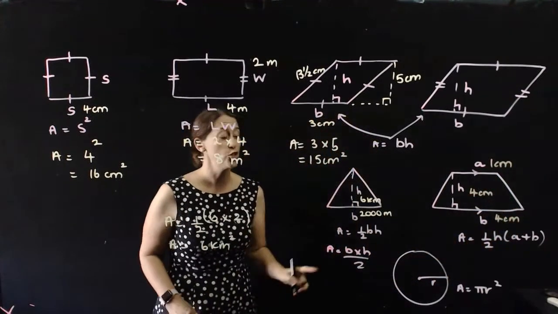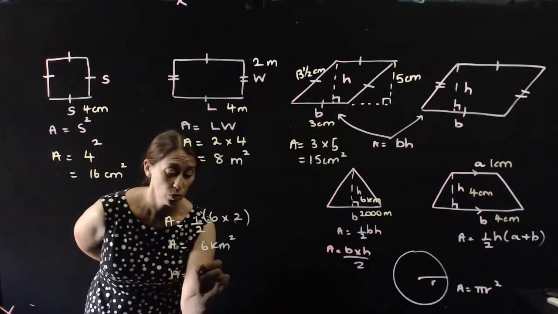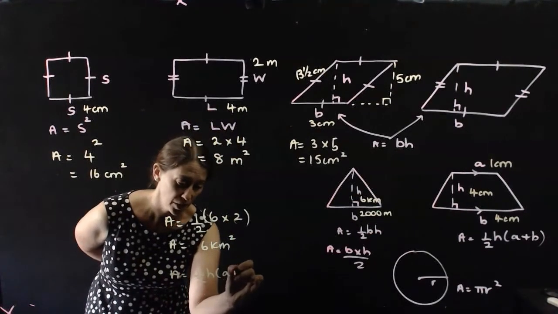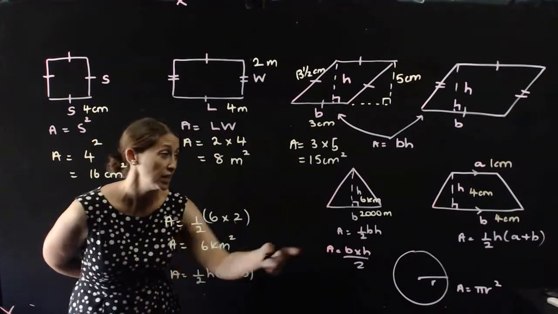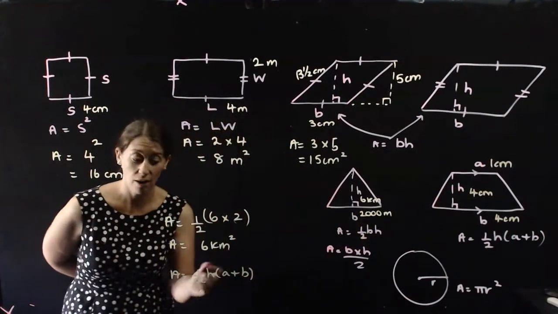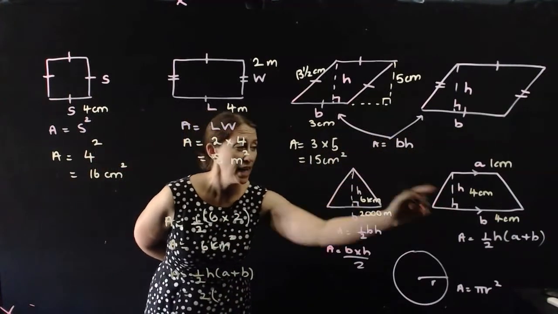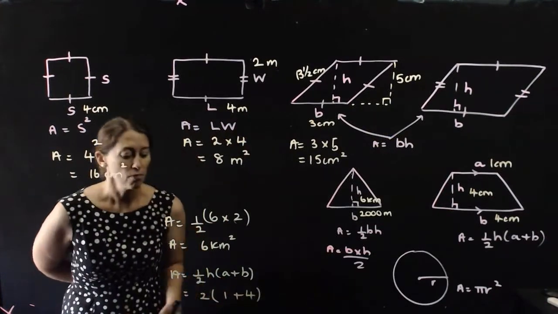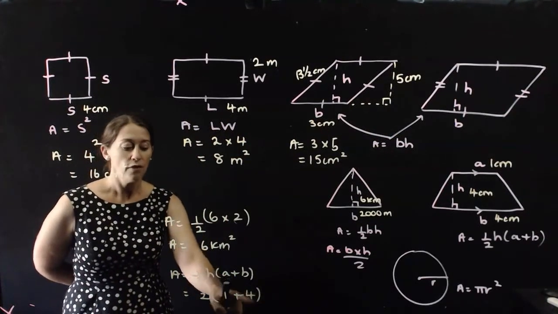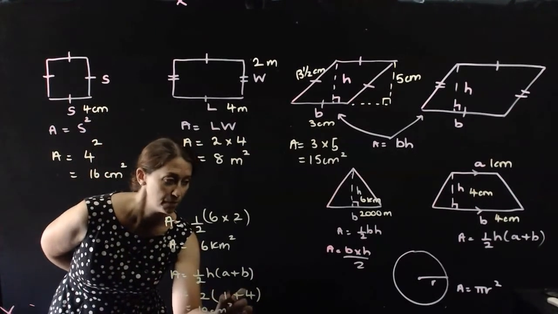So I'm going to substitute it into the formula. I'll write the formula down. A equals a half h times (a plus b). Well, I can half the height to start with, because the height is 4. Half of 4 is 2. And then I need to multiply that by a and b together. So multiplied by 1 plus 4. 1 plus 4 is 5. 5 times 2 is 10, and I'm in centimetres squared.